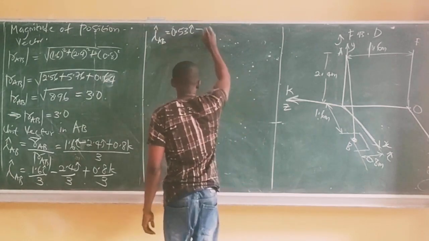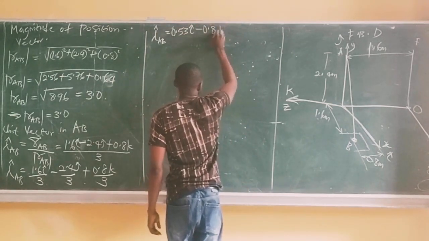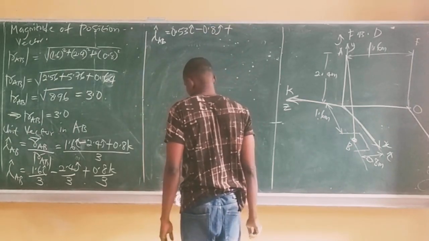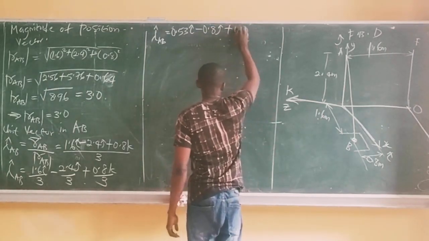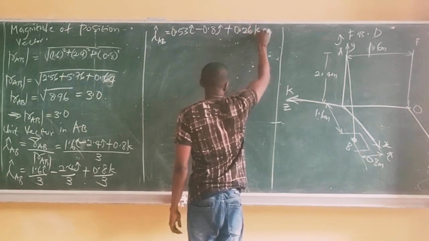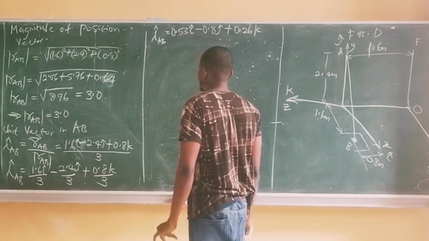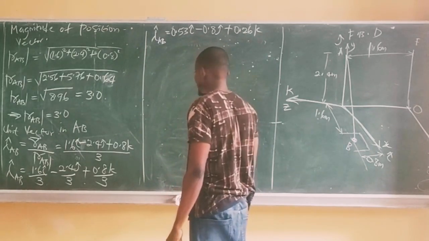0.8j plus 0.8 divided by 3, 0.26k. Okay, so after obtaining the unit vectors, the next thing to find is the position vector of the tension in cable AB.